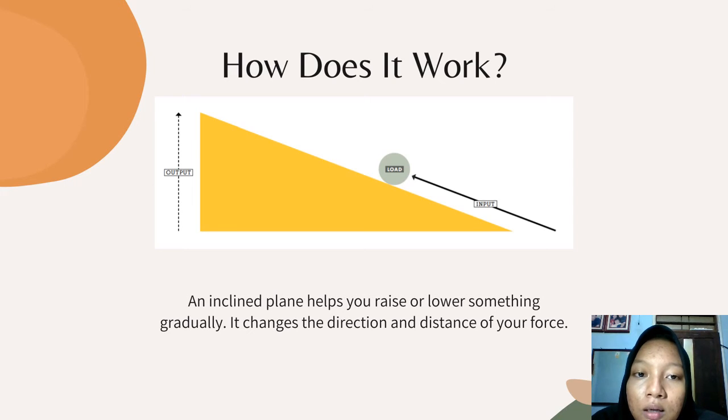So if we input some force to push the load, it can be easier to lift it up to the higher place than to place the things from the lower stage to the higher stage. Yes.